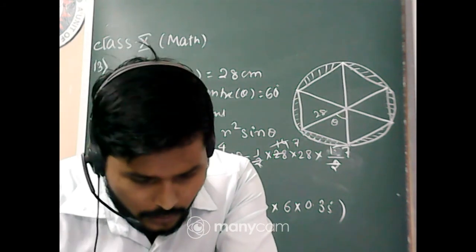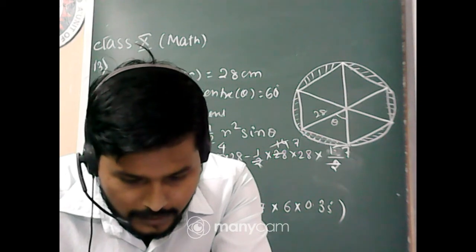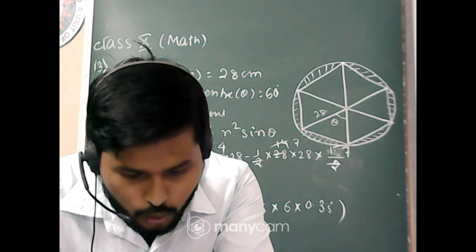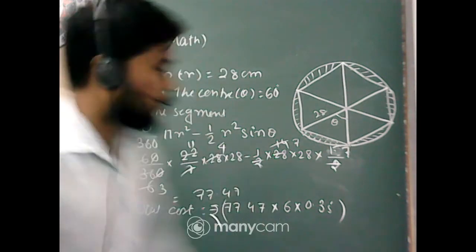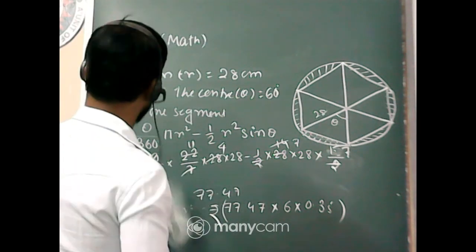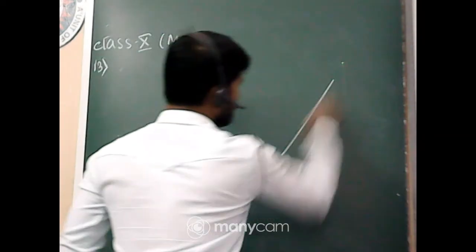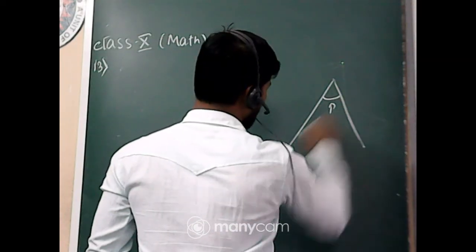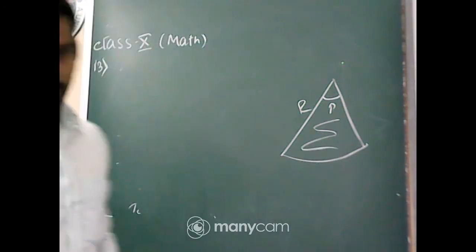You just check your answer once. Is it option D? Option D is P by 720 into 2 pi R square. Look, the central angle is given as P and the radius is R. We have to find out the area, this area.